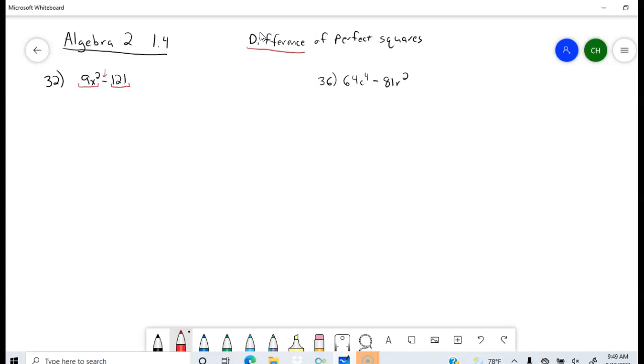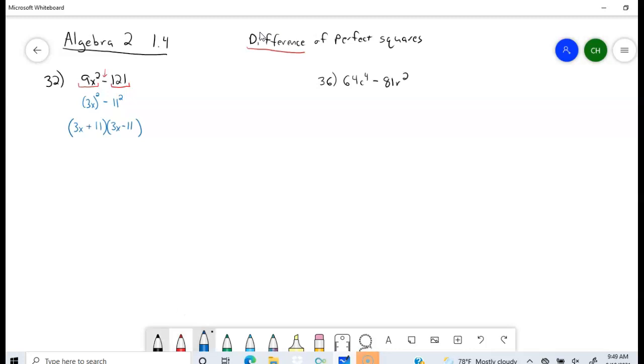Okay, so that's the potential to be a difference of perfect squares. If each term is a perfect square, then we will be able to do it this way. What I mean by that is we could rewrite this as 3x squared minus 11 squared, right? That's the square root of 9x squared is 3x. If we can do that, then our solution will always be the square root of the first one is the first term. The square root of the second one is the second term. One will be plus, one will be minus.